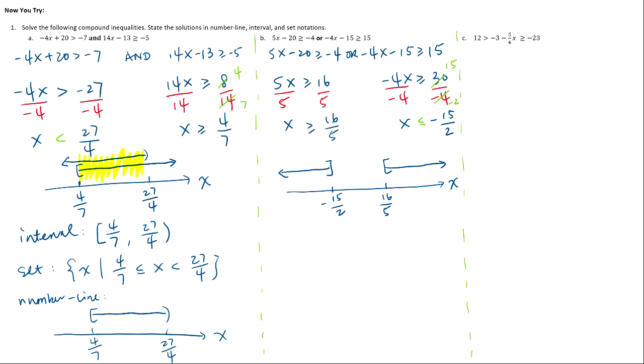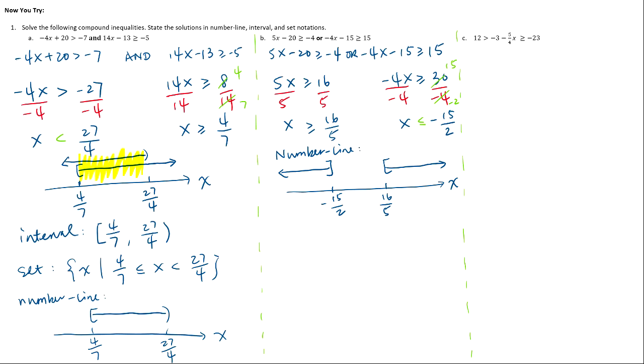Because they don't overlap at all, and we have a connecting word being or, this result is going to be the number line notation for our answer. We don't have to clean up anything. It's already as simplified as this can be over here. So that will be our number line notation automatically.